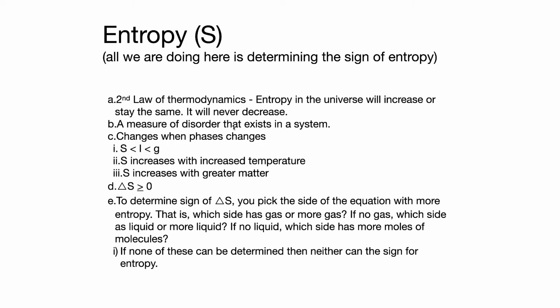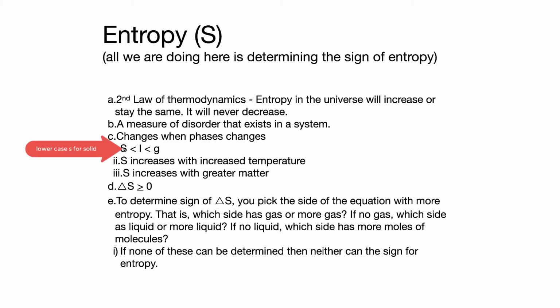Okay, so a measure of disorder that exists in a system. Changes with the phases make a difference in this. This one isn't going to be as difficult as the first two we spoke of, because basically what we're doing here is that we're trying to determine the sign of entropy. That's all we need to do here. We're not doing math involved with this. It's just, what is the sign of entropy? We'll do math later.